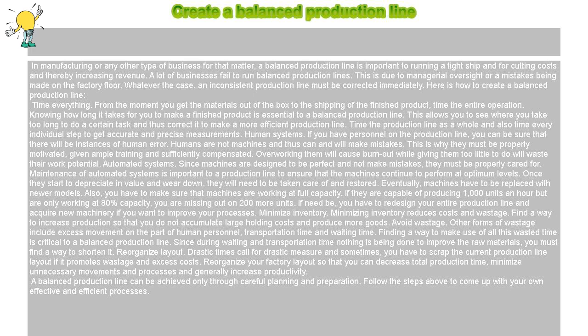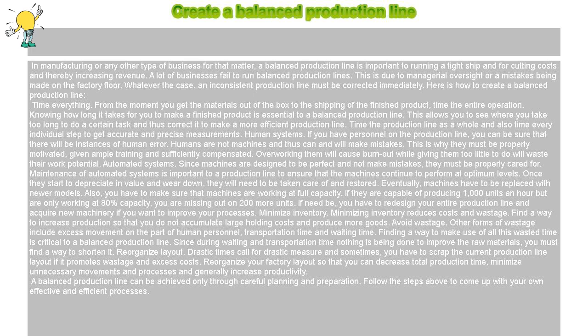Whatever the case, an inconsistent production line must be corrected immediately. Here is how to create a balanced production line. Time everything. From the moment you get the materials out of the box to the shipping of the finished product, time the entire operation.